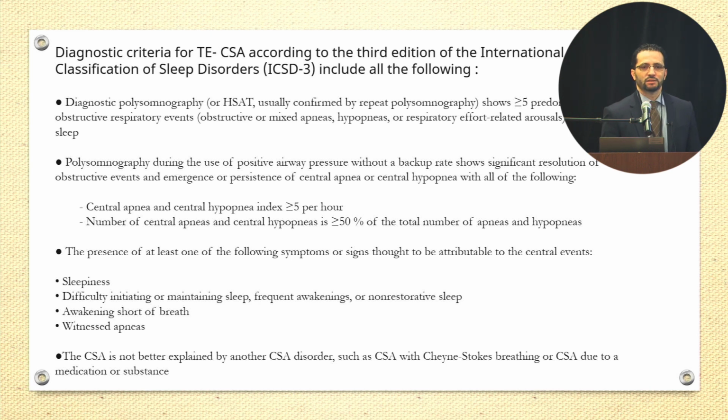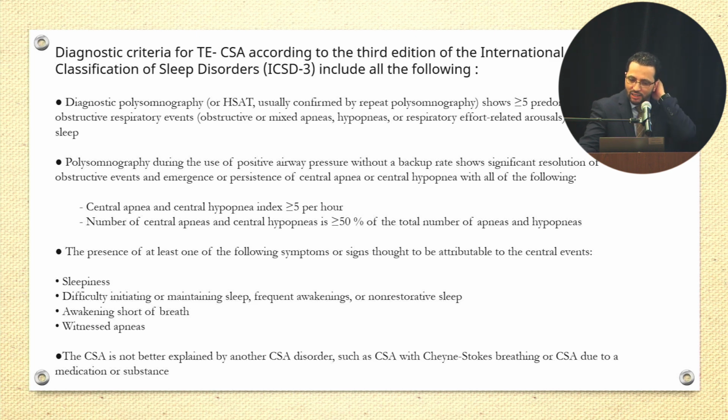You need all the criteria met. First, the patient is already confirmed to have obstructive sleep apnea based on either a portable home sleep study or polysomnography, showing an RDI or AHI of 5 or more obstructive events. The second requirement is that when you do PAP titration, you eliminate the obstructive events, but central events start to appear. And these central events have to meet the following criteria.